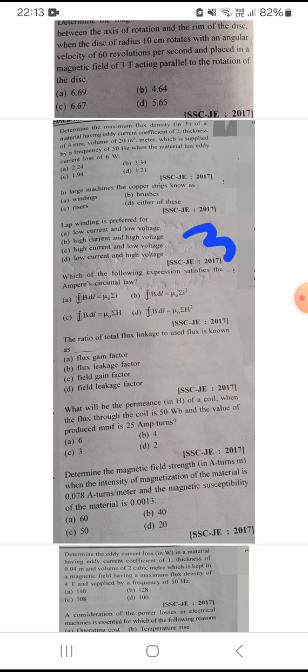So we know that permeance equals flux through coil by produced mmf. So 50 by 25 is equal to 2. So option D is the right answer. Determine the magnetic field strength in ampere turns per meter when the intensity of magnetization of the material is 0.078 ampere turns per meter and the magnetic susceptibility of the material is 0.0013. So we know that magnetic field strength equals intensity of magnetization by susceptibility, that is 0.078 by 0.0013 equal to 60 is the right answer. So option A is the right answer.